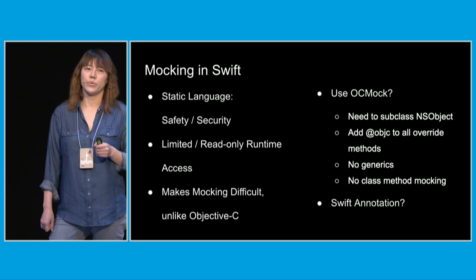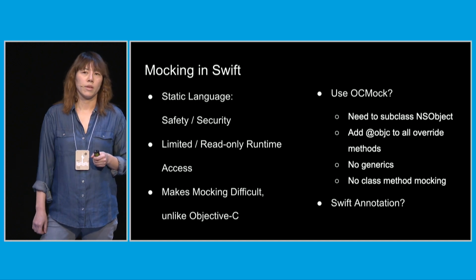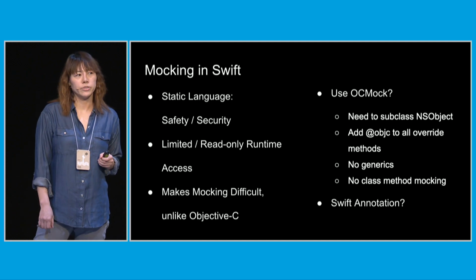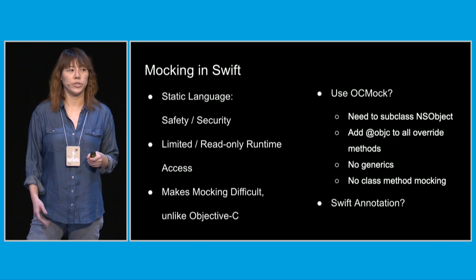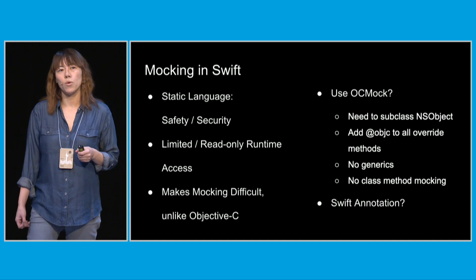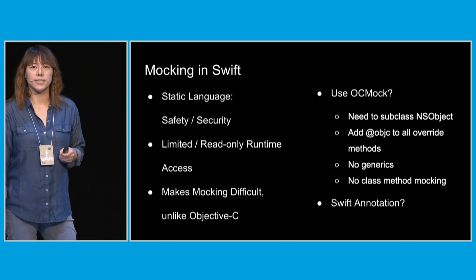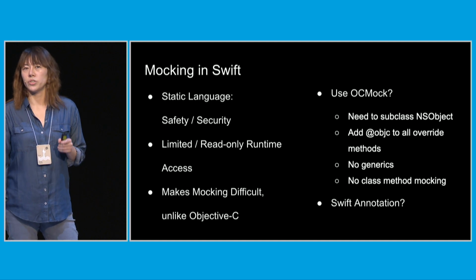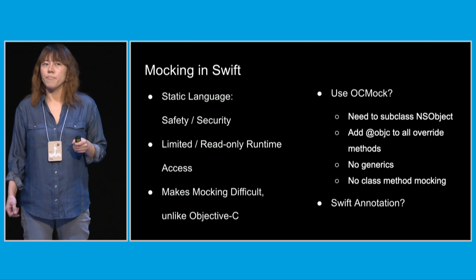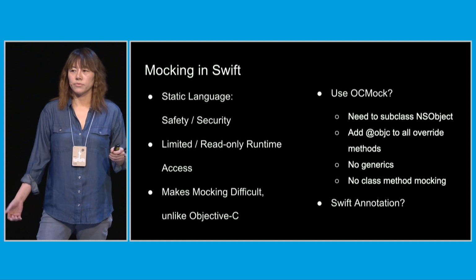So why do we need to do this for Swift? Swift is a static language, so it comes with enhanced type safety and security, which is great. But that also means the runtime access is very limited. It's read-only, unlike Objective-C. So that makes mocking very difficult.